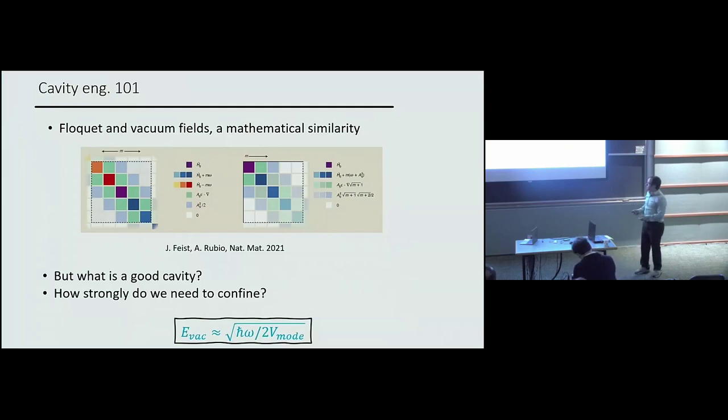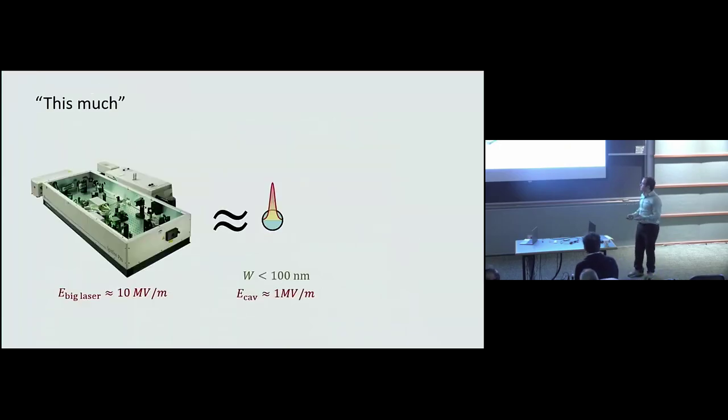And it's really an amazing and powerful technique, but there is a catch to do with how good the cavity is and how much we need to confine. Because when you look at these numbers, you look at the formulas we had on the slides before, the amplitude of the vacuum field and the amplitude of the Floquet driving should be comparable. So that means that you need to have a big laser, sorry, a small cavity, which has the same vacuum field amplitude as a tabletop laser. And if nothing else, that's really weird.